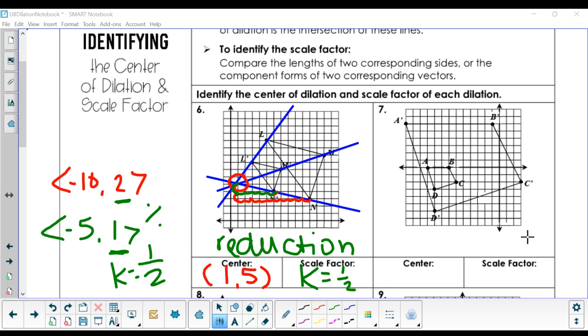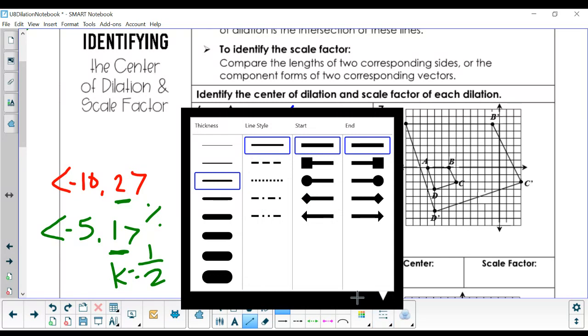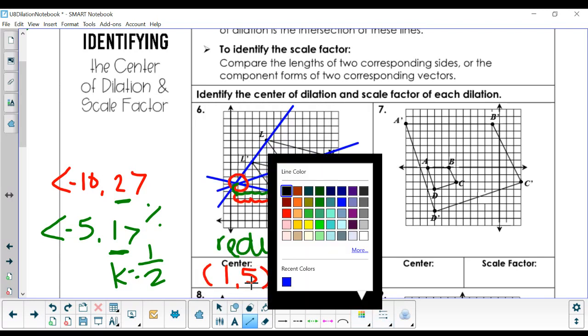Okay, we're going to continue with number 7. And the first thing again that we're going to do is to find our center of dilation. So we're going to want to put a line through our A prime and our A for this one. Let's make this blue so we can see our line.